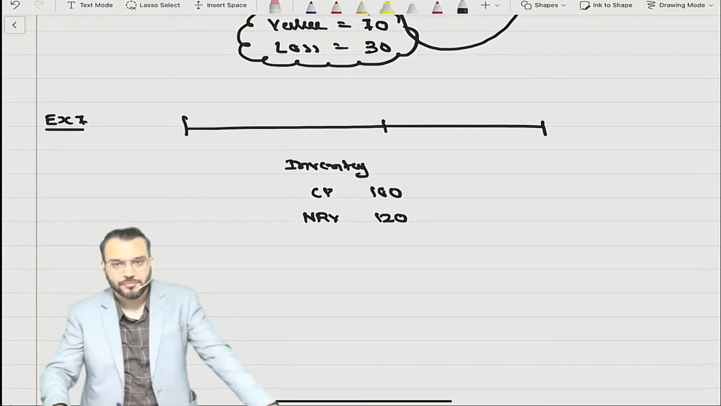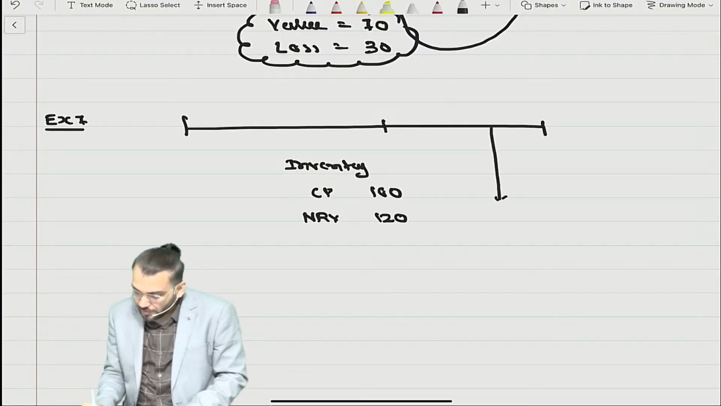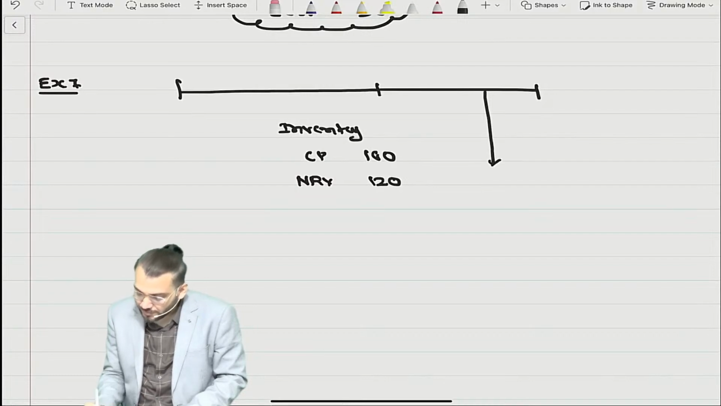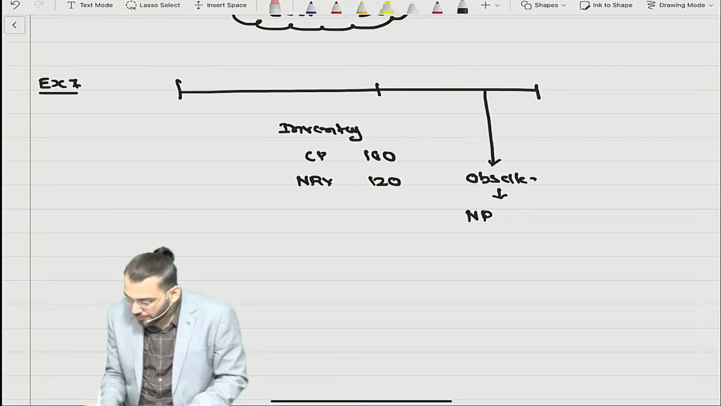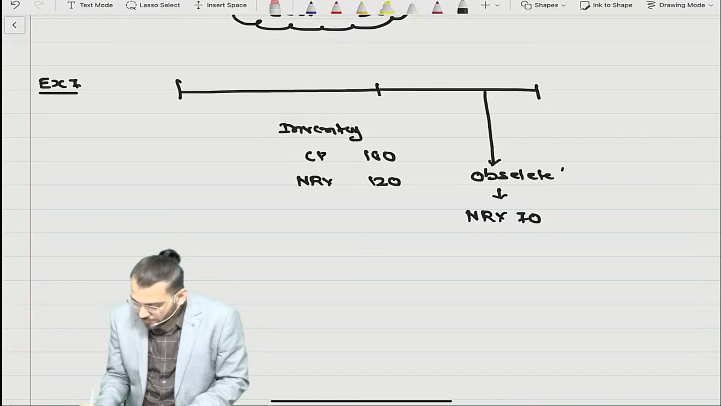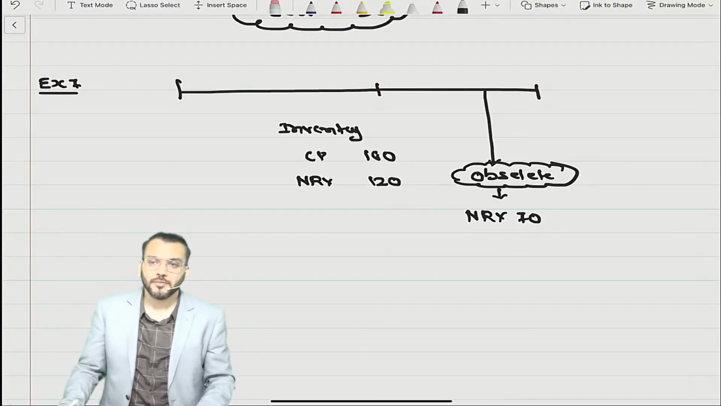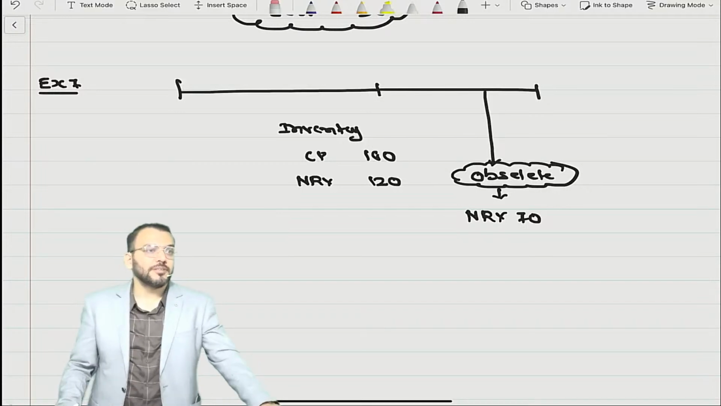Not able to understand the question you have not understood? Means what happened? After 31st March, this becomes obsolete, correct? And now NRV is equal to 70. I mean to this point, what I am saying. Now this becomes what? 70. Adjusting event, non-adjusting event. Adjusting, non-adjusting event.